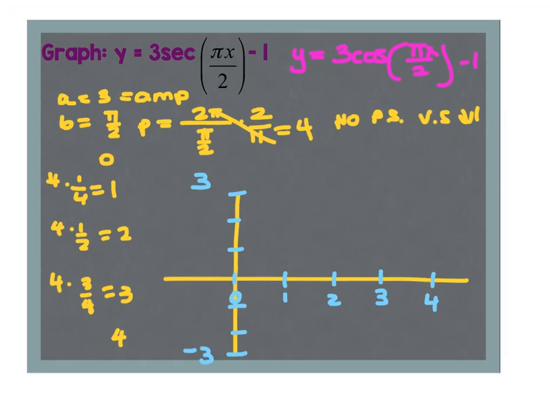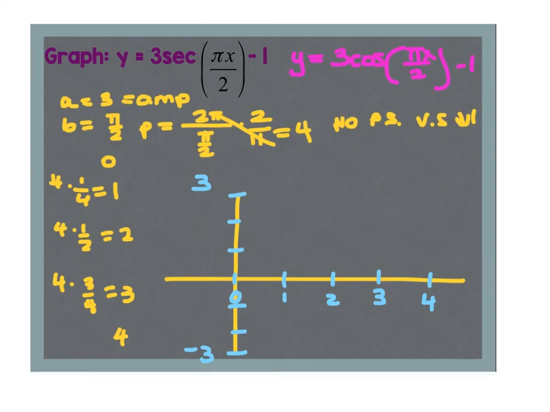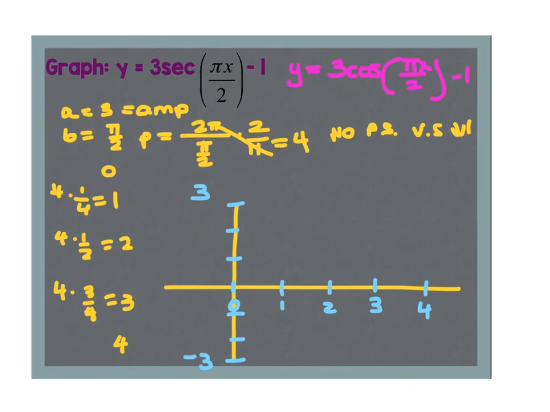All right, this is the last one. The other ones are on the video, but I wanted to just go over this one because I think this is when it gets the trickiest, when you're dealing with the reciprocal functions. So this is y equals 3 secant of pi x over 2, minus 1. So that means you're graphing cosine.